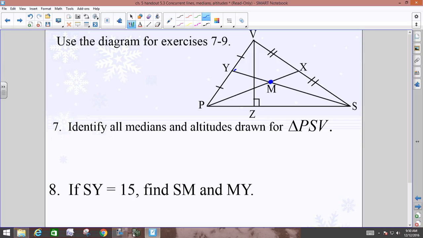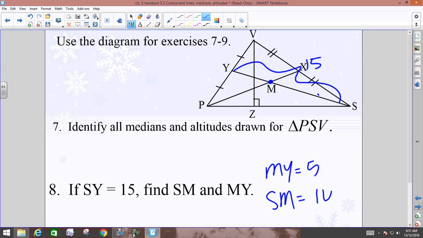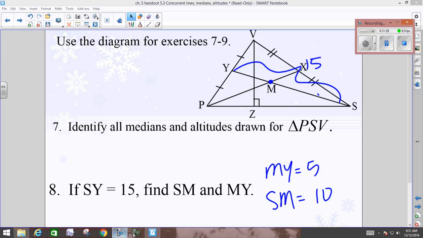If the length of SY is 15, what would be the length of MY? 5. This is the 1/3, 2/3. Centroids cut it into 1/3 and 2/3. So MY would have to be 5. They gave me the total length divided by 3. SM, the 2/3 chunk, would be how long then? 10. Because 10 plus 5 would give me that 15. Okay, hopefully that's enough to get you going on your worksheet.